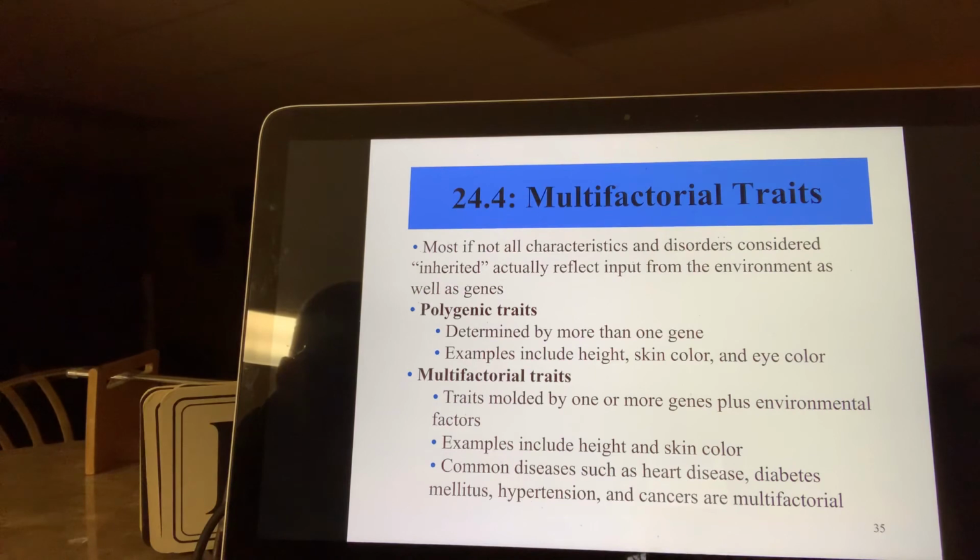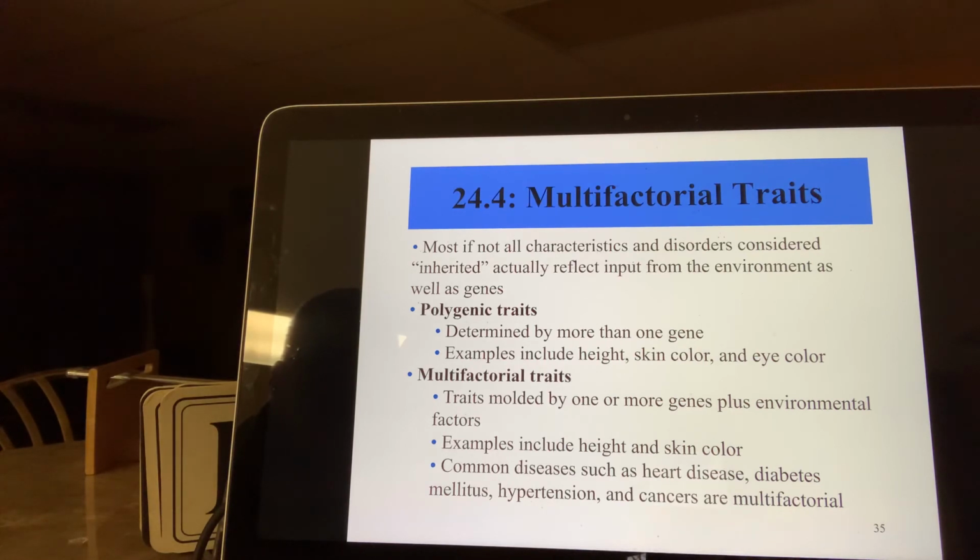And finally, multifactorial traits. What does that mean? That means that many conditions are based, like we just mentioned, not on one allele, but on several alleles. And in many cases, it's not only the multiple alleles, but it also can have to do with environmental factors.